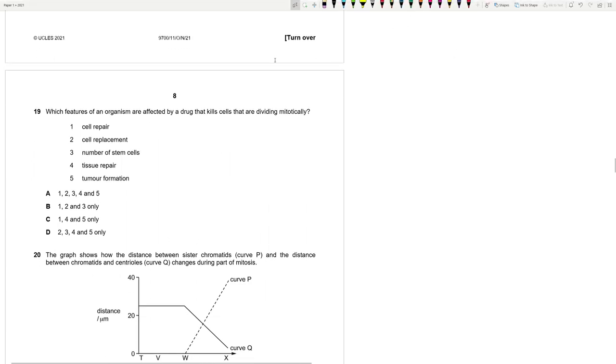Next, which features of an organism are affected by a drug that kills cells that are dividing mitotically? Cell repair, right? That will be affected. Number 19, right? Which features of an organism are affected by a drug that kills cells that are dividing mitotically? Okay, this is an interesting one. Why is mitosis required? You need to think of the requirements of mitosis. All of these may seem right in 19, okay, but I'm going to clarify.